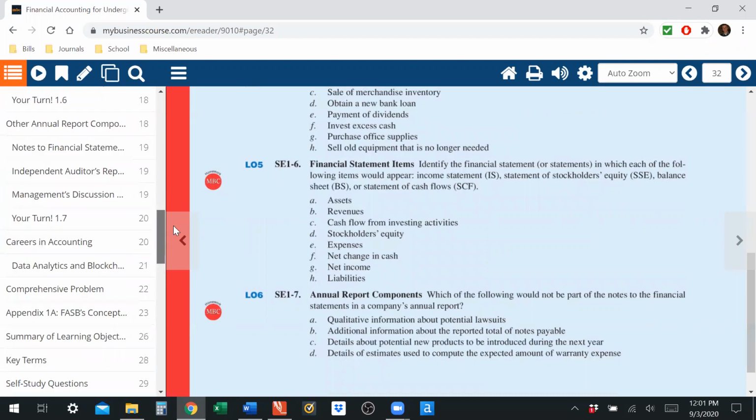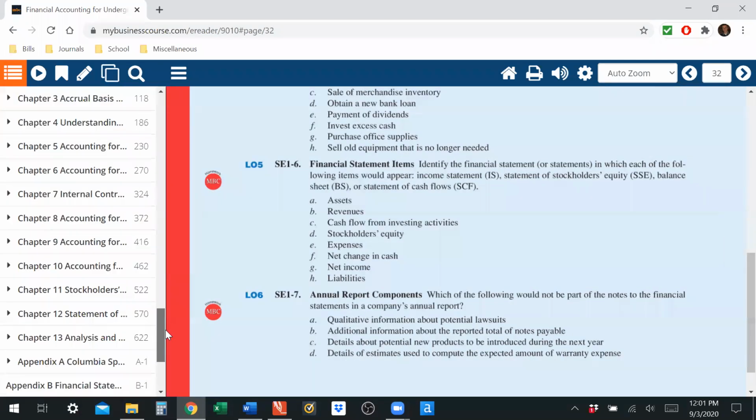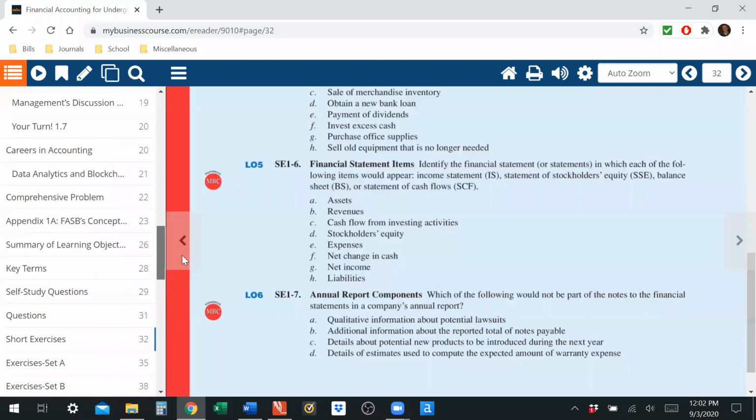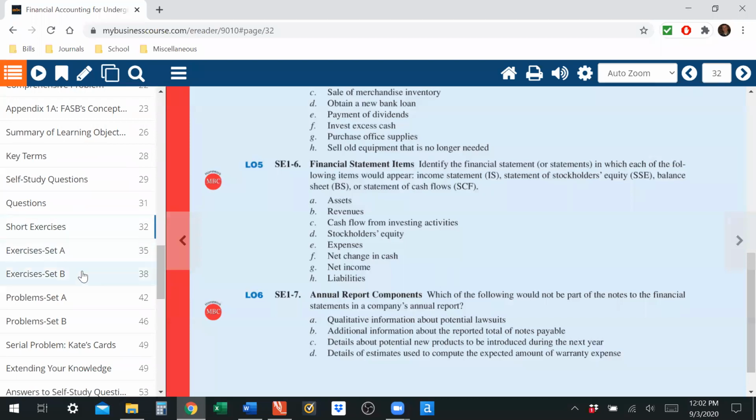And then, of course, the chapters are over here. We're in chapter 1 right now. There are the other chapters down here if we want to go look at chapter 5 or whatever. So you can read the chapter, and then at the end of the chapter, you can go through the different exercises. The end of chapter stuff is divided into short exercises, sets A and B, and problem sets A and B.